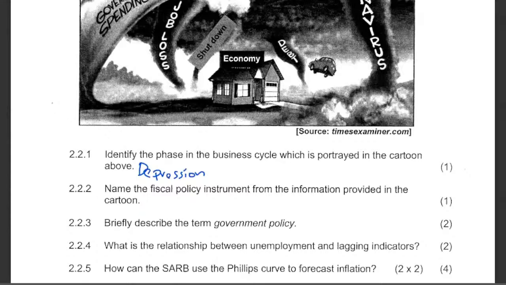Okay, right. Now let's check the second question, which is 2.2.2. Name the fiscal policy instrument from the information provided in the cartoon. So now we have what? We have government spending. Okay, right.